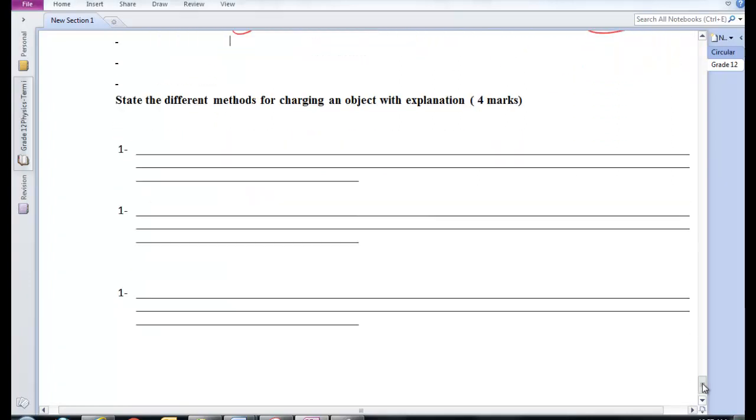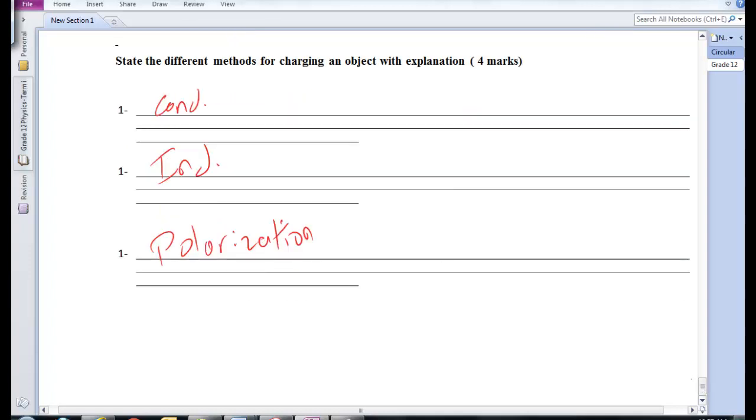State the different methods of charging, and we mentioned this before. Different methods of charging could be conduction, induction, and polarization. And you can go to our previous revision to define both.